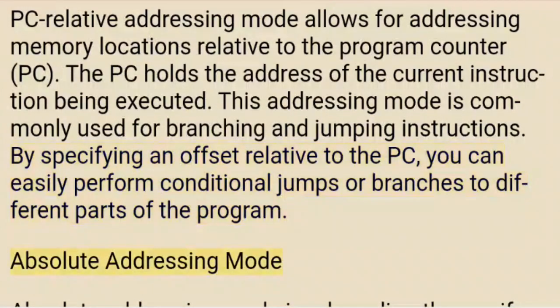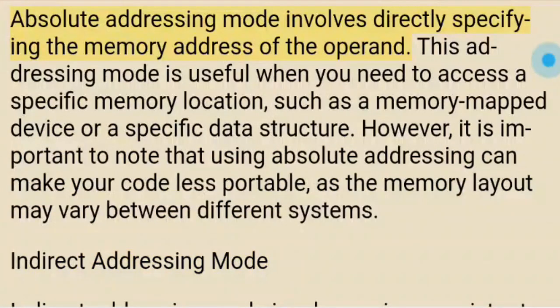the program. Absolute addressing mode. Absolute addressing mode involves directly specifying the memory address of the operand. This addressing mode is useful when you need to access a specific memory location, such as a memory-mapped device or a specific data structure. However, it is important to note that using absolute addressing can make your code less portable, as the memory layout may vary between different systems.